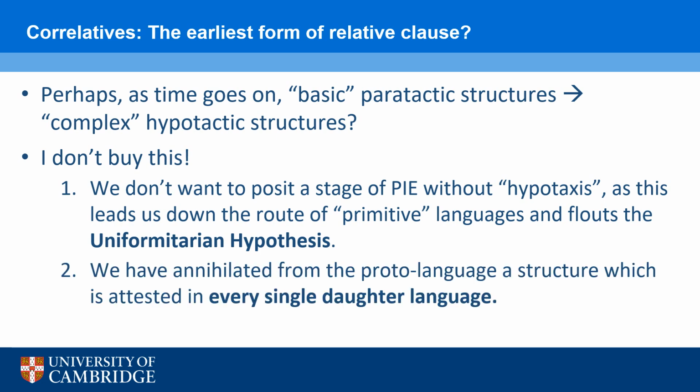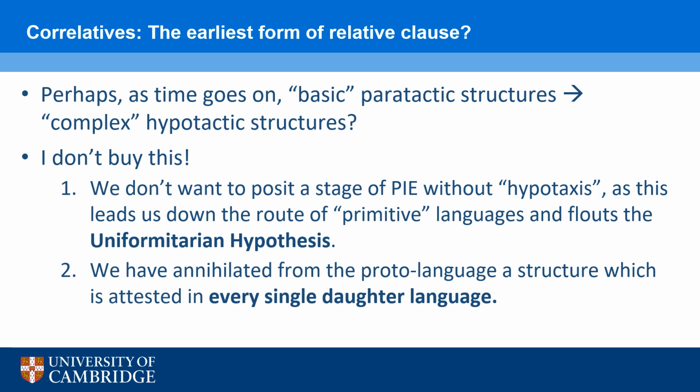And the second problem, which sort of follows from the first but relies solely on a dutiful application of the comparative method, is that all things being equal, where we have identity in the daughter languages, that is to say, when they all show the same thing, we reconstruct that thing into the proto-language. It's almost rule number one of reconstruction.